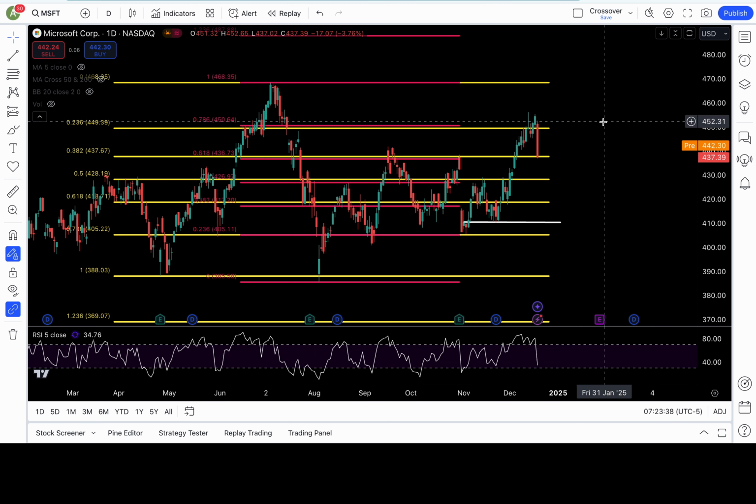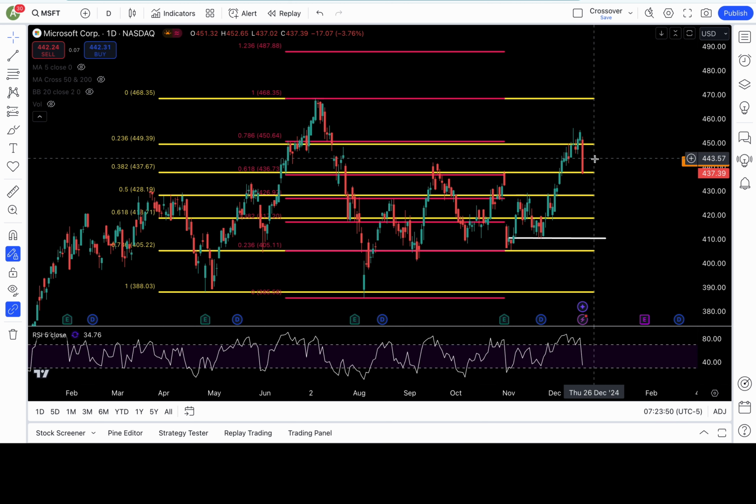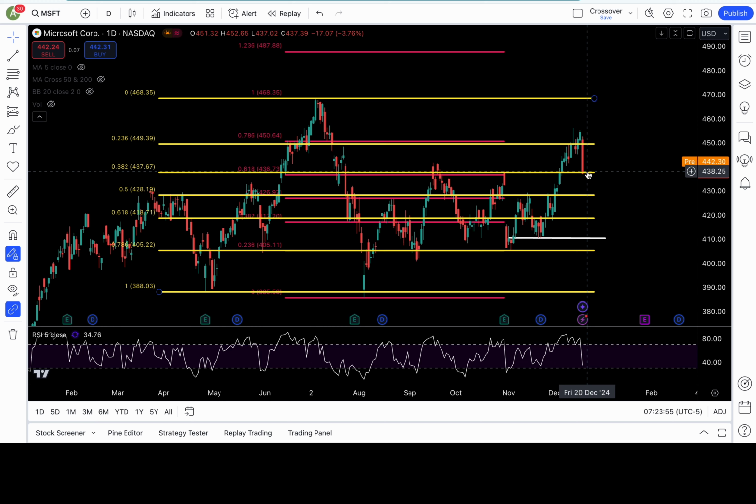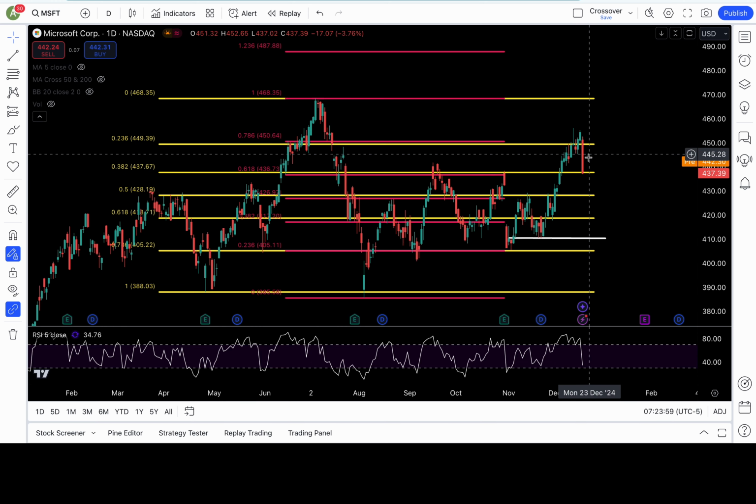Microsoft with the beautiful drop as well. I have support at 442, 440, and the fib level support at 437.6. That level held yesterday, and now here we are gapping up. But if those support levels that I mentioned, 442, 440, and 437.6, fail, then this gap up is just a gap and crap. We are heading down a lot lower, and Microsoft is also not in oversold territory.